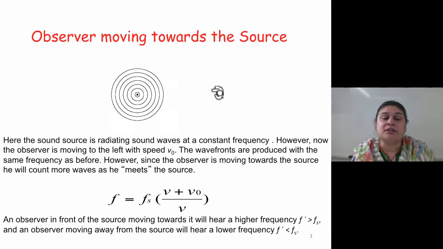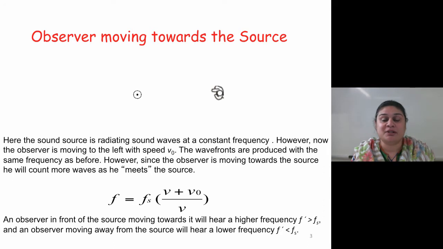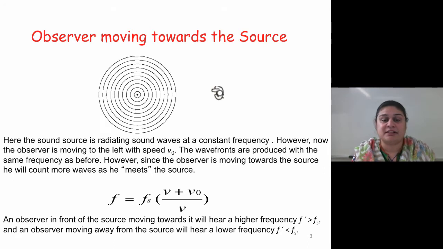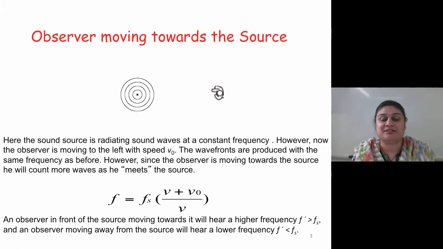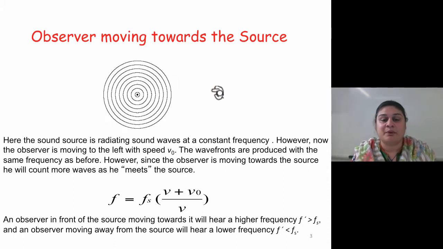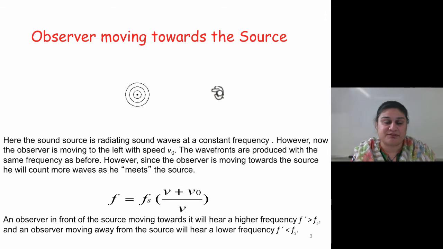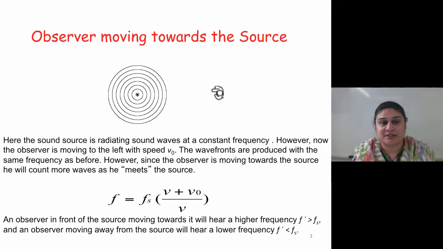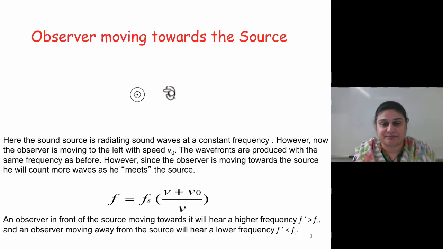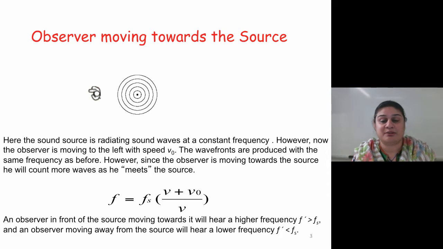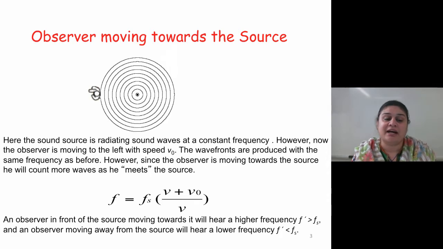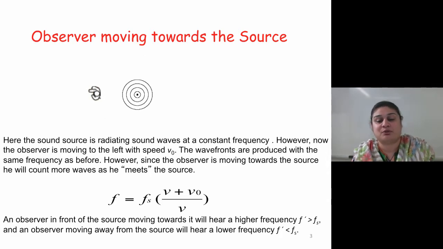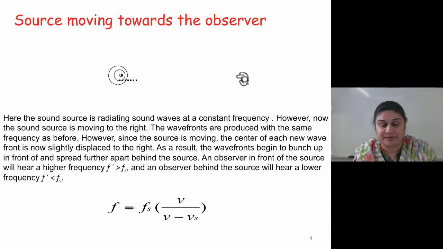So for sound, when the observer is moving towards a source, the formula is given by f equals fs (v plus v0) over v, where v is the speed of sound and v0 is the speed of the observer. So the observer in front of the source, moving towards it, will hear a higher frequency, as an observer moving away from the source will hear a lower frequency.